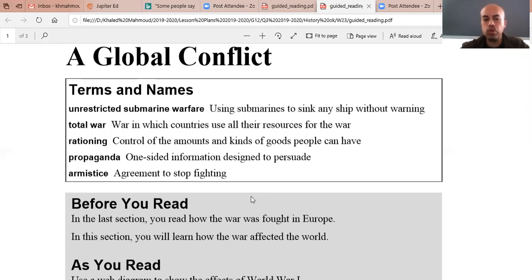Rationing means the control of the amounts and the kinds of goods people can have. Propaganda is one-sided information designed to persuade. Armistice is an agreement to stop fighting. Okay, these are the terms and the names in this section.